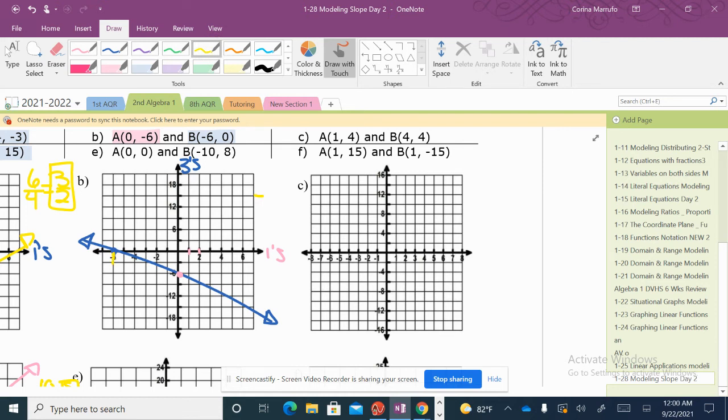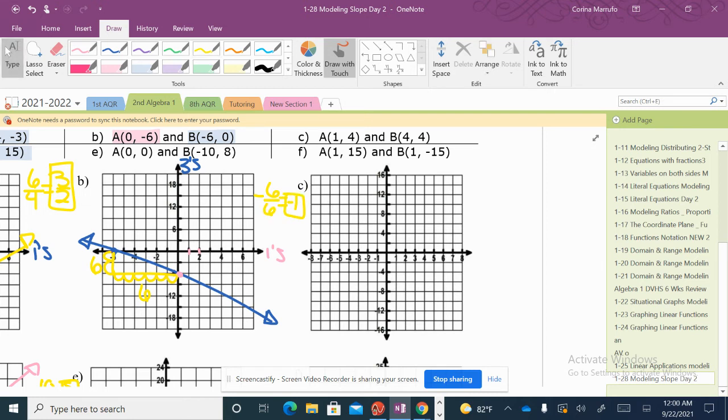We're going to count our rise over our run. So this one is counting by 3. So it'll be 3, 6. And this is counting by 1. So 1, 2, 3, 4, 5, and 6. So 6 over 6 is going to give us 1.